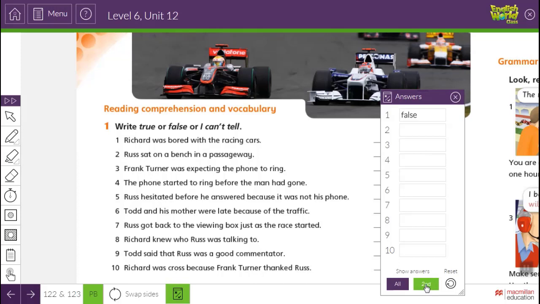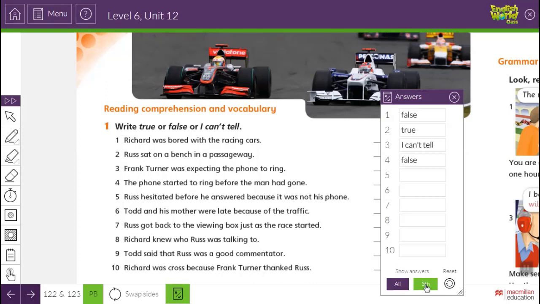Number 2. Ross sat on the bench in a passageway. True. Number 3. Frank Turner was expecting the phone to ring. Exactly. I can't tell. Number 4. The phone started to ring before the man had gone. Of course, the man here is Frank Turner. And the answer is false.